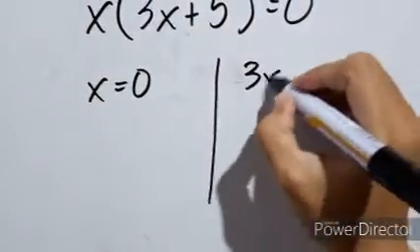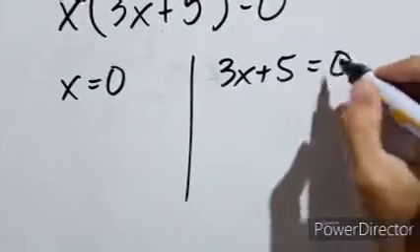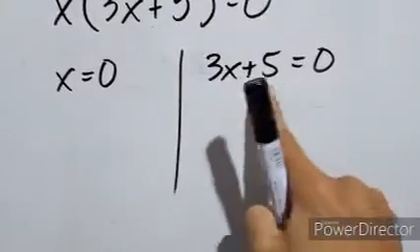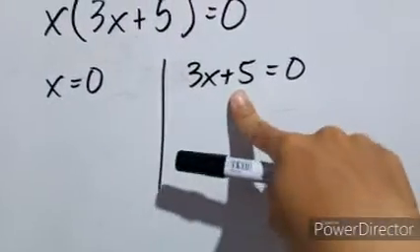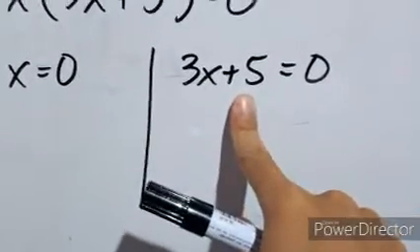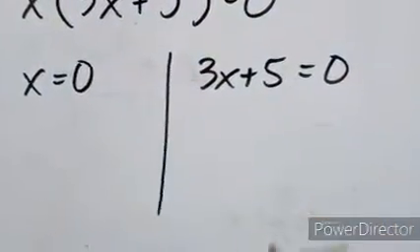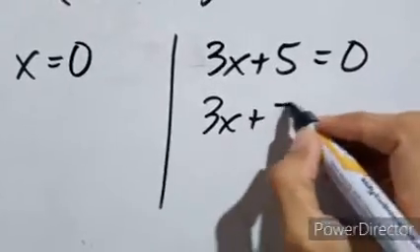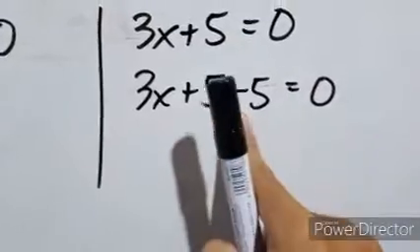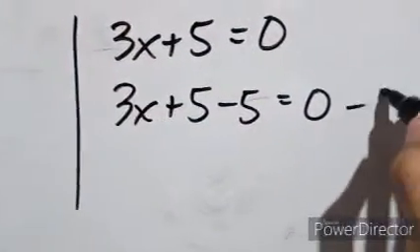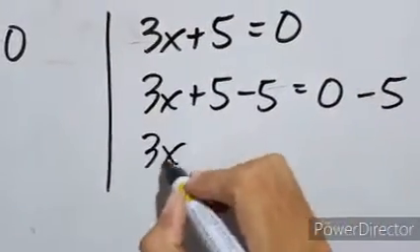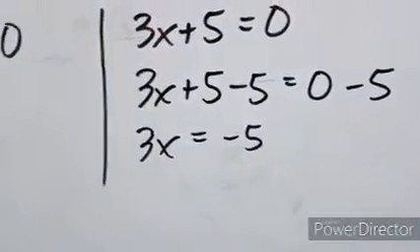And then, 3x plus 5 is equal to 0. So, kailangan natin ma-isolate ang x. So, ano natin gagawin is we need to remove 5 on the left side. So, gagawin natin ay 3x plus 5, addition property ulit, minus 5 is equal to 0. Nag-add tayo ng negative 5. Minus 5 din sa right side. So, ngayon, 3x is equal to negative 5.